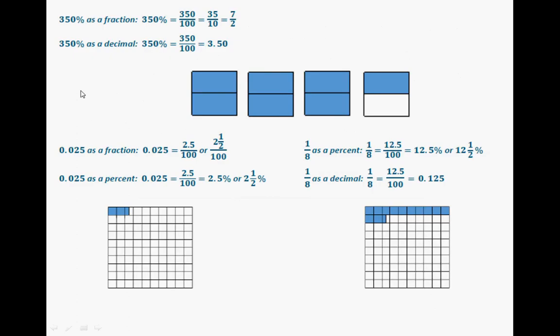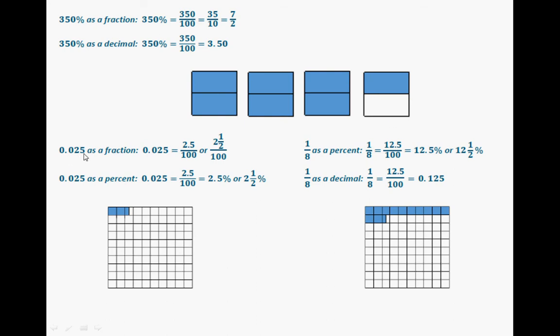All right, so going back to showing how each one of these are made, 350% as a fraction would be 350 over 100, which simplifies to 35 over 10, or 7/2. 350% as a decimal would be 350 over 100, and then knowing that the shortcut for 350 over 100 is 3.50. And to write it as a visual, it would be 3 wholes plus half of another whole.